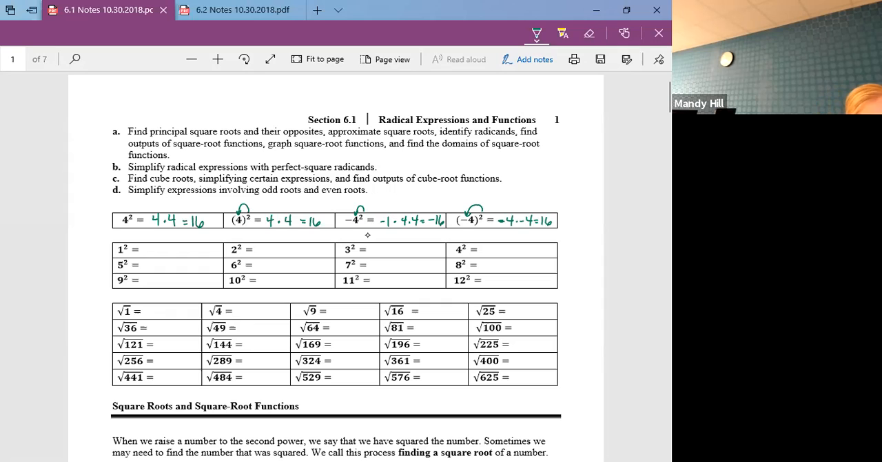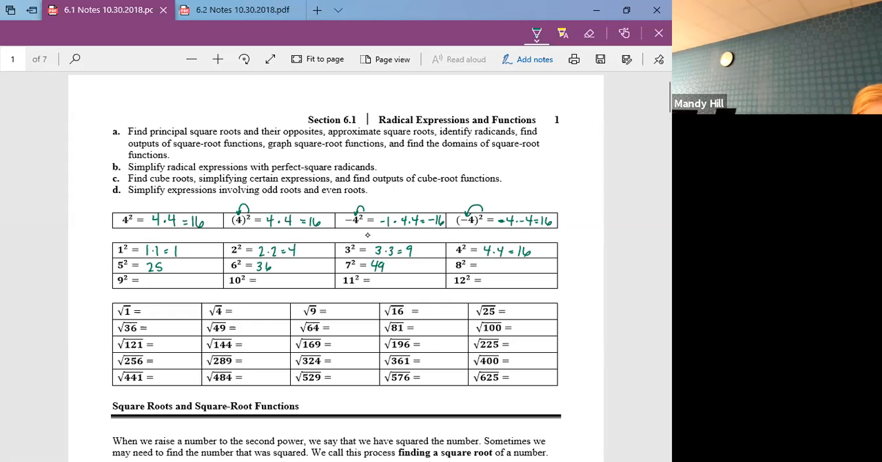Okay, 1 squared. I'm not going to write every single one of these out, but 1 squared is 1 times 1, which is 1. 2 squared is 2 times 2, 4. This is 3 times 3, which is 9. 4 times 4, which is 16. So we're basically multiplying these numbers by themselves.